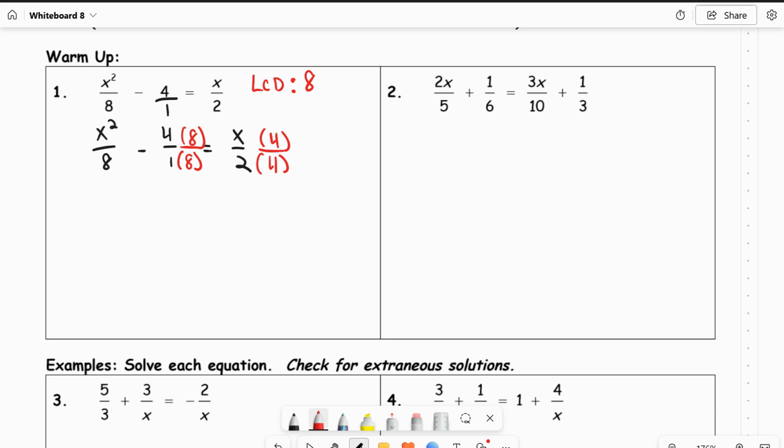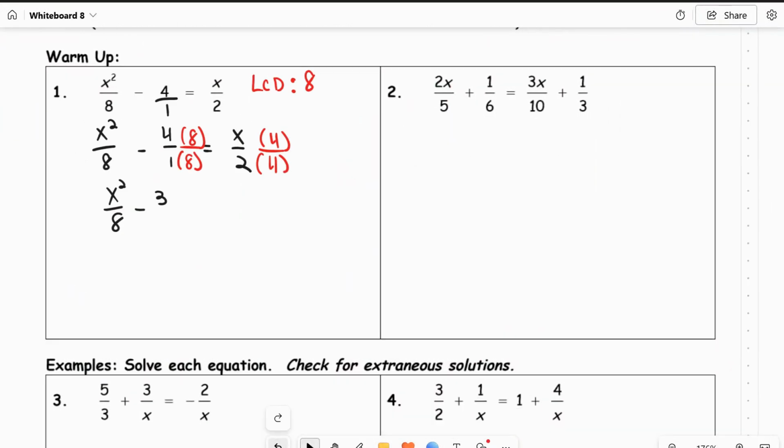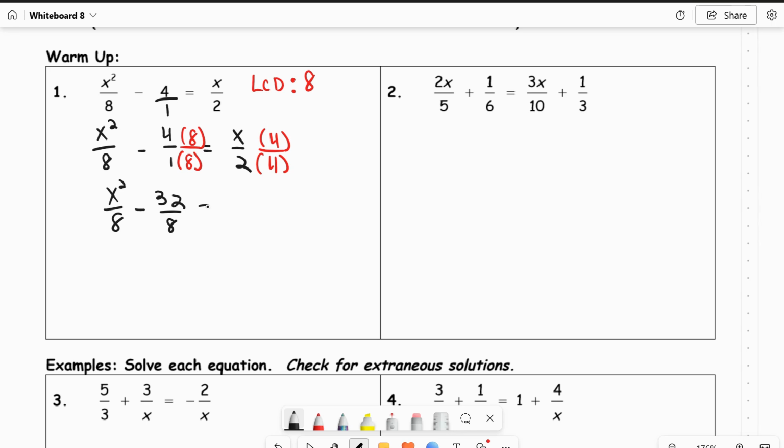From here, I'm going to go ahead and simplify. So I've got x squared over 8 minus 4 times 8, which is 32, over 8, which equals 4x over 8. Now I have a common denominator of 8 for all 3 of these.